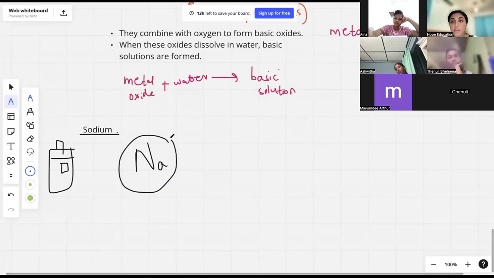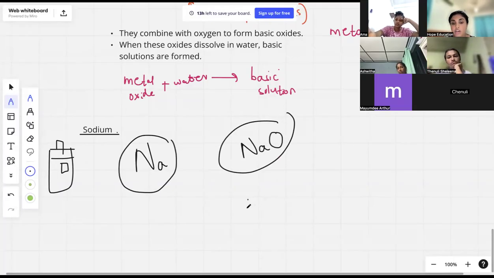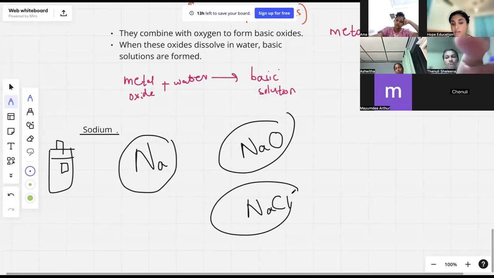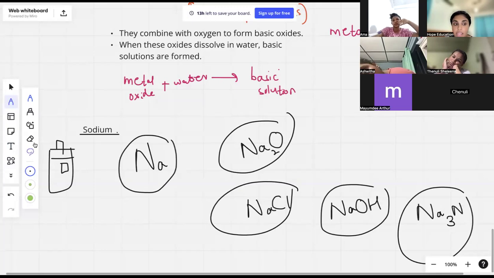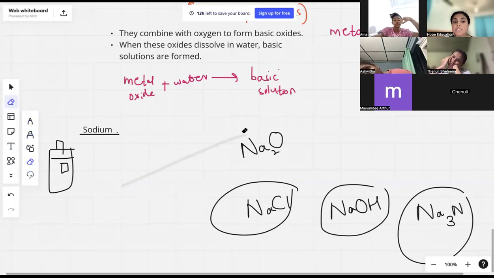Why? Because sodium is very highly reactive. It reacts with everything. Now think, when sodium reacts with oxygen it forms a compound like NaO. When sodium reacts with chlorine gas it forms a compound called NaCl. When sodium reacts with water it forms a compound called NaOH. Right? Then if sodium reacts with nitrogen, it will form a compound like this. Likewise, it reacts with everything and forms compounds.